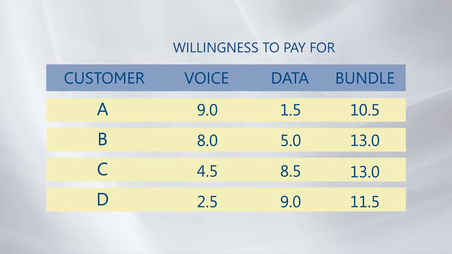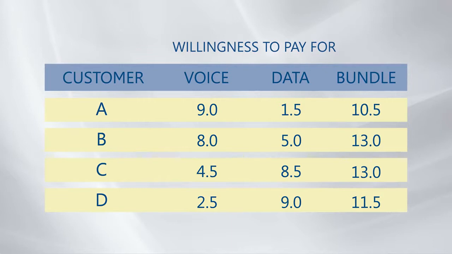We now follow the same approach as we have done for the individual products. We're going to start yet again with the highest willingness to pay and look at the resulting revenues. So the highest willingness to pay in this particular case is starting at a bundle price of $13. At that price, we would be able to sell our bundle to 2 customers, customer B and customer C. This would be resulting in a total revenue of $26.